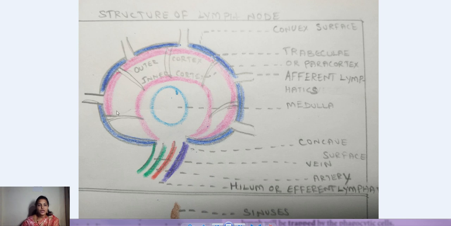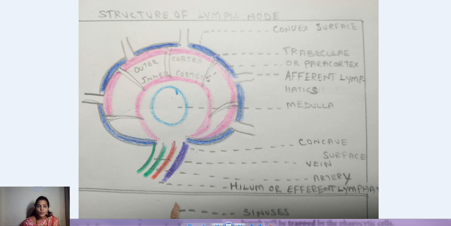In the concave region, I marked the vein in green and the artery in red, and one purple color, this part is the hilum, or efferent lymphatics. In the convex surface it has one pipeline-like structure, which is the afferent lymphatics, which bring the lymph. Lymph is a fluid, so they bring this lymphatic fluid inside.